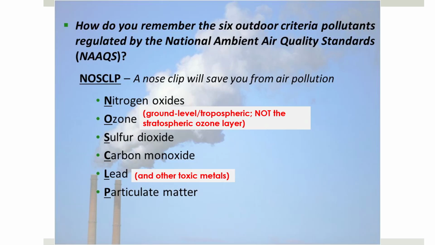Now there are 6 outdoor criteria pollutants that the Clean Air Act really goes into regulating. You can remember this by remembering NOSE CLIP, because a nose clip will save you from air pollution. NOSE CLIP stands for nitrogen oxides, ozone, and it's important that you know that that's ground level tropospheric ozone, not the stratospheric ozone. Remember that tropospheric ozone is bad, stratospheric ozone is good. It also covers sulfur dioxide, carbon monoxide, lead or other toxic metals, and particulate matter. So just remember NOSE CLIP to remember those 6 different outdoor pollutants that are regulated.